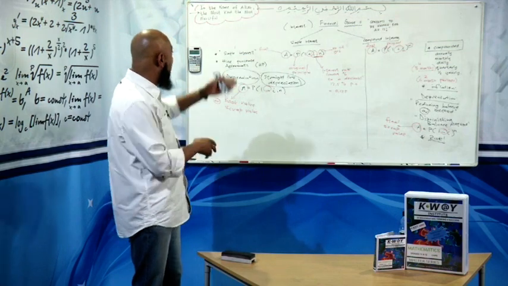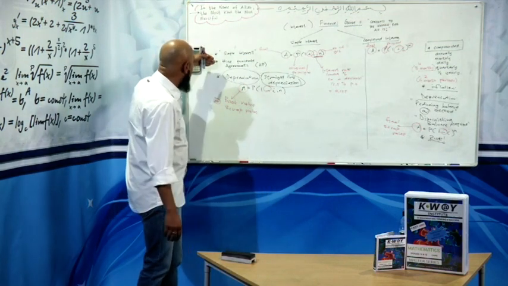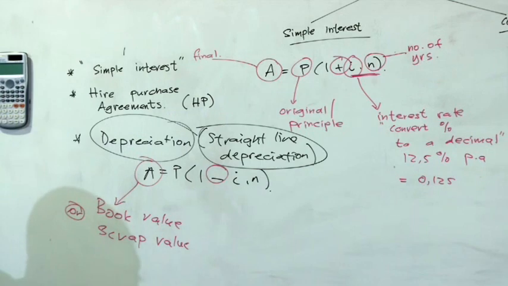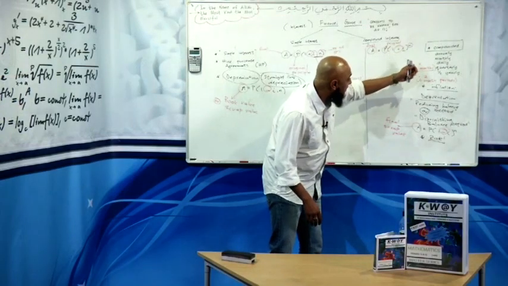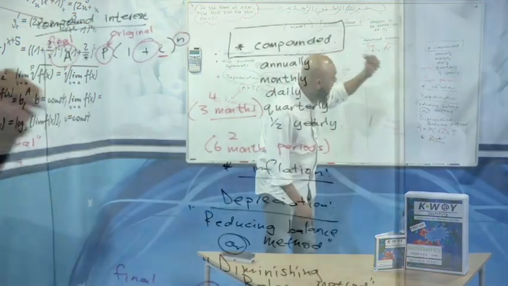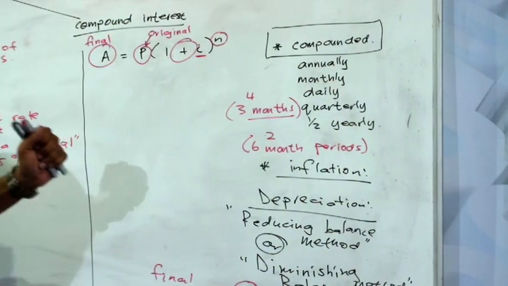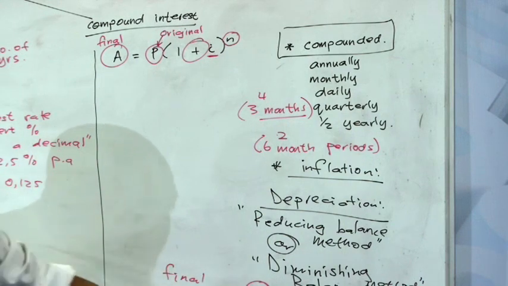Let's get started with simple interest. We'll do a hire purchase agreement. We'll do a depreciation. Then we'll go on to compound interest. We'll do all our different compoundings. We'll do an inflation problem. We'll do a depreciation according to the reducing balance method or diminishing balance method. And we'll increase or decrease something by a rate.